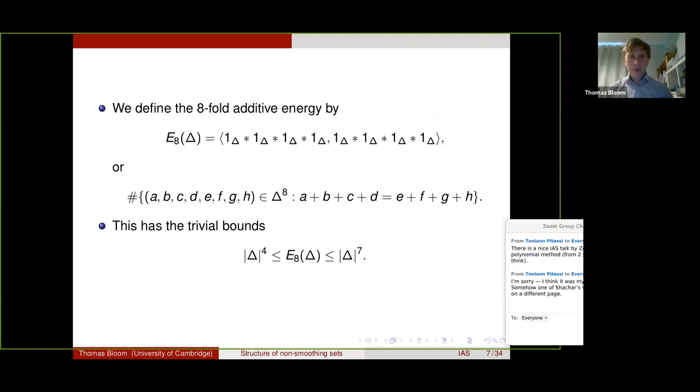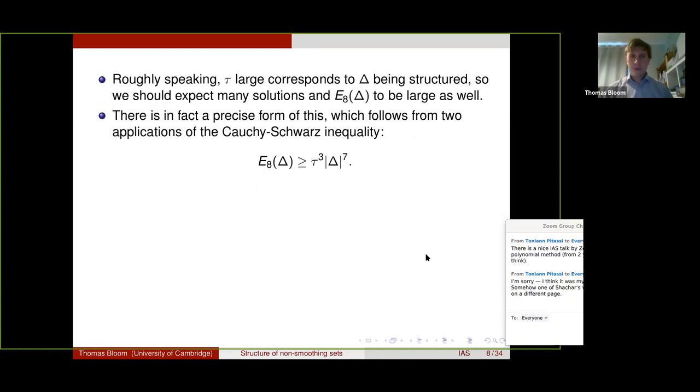Okay, so you just double the number of summands in the definition of conventional additive energy. And again, this has the same kind of trivial bounds. So in this case, E8 is at least delta to the 4, and it's trivially at most delta to the 7. Okay, so as I said, if tau is meant to roughly measure how much additive structure delta has, then one would expect that if tau is large, delta is structured, and therefore not only is E4 large, but also E8 should be large as well. And there's, in fact, a fairly precise form of this, which is just two applications of the Cauchy-Schwarz inequality.